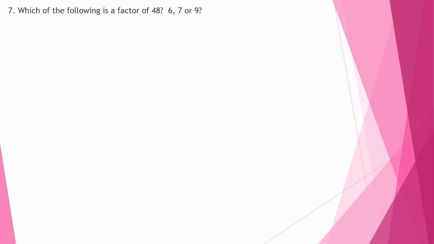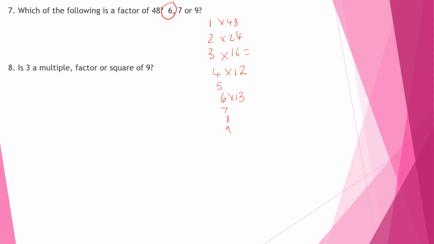Which of the following is a factor of 48? So we've got 1 times 48. We can do 2 times 24. Can we times anything by 3? We can do 3 times 16. Can we times anything by 4? We can. We can do 4 times 12. Can't do 5. Okay, we're on 6. Can we do 6 times something to get us 48? We can. We can do 6 times 8. We can't do 7. We can't do 8. We can't do 9. We're just double checking. So 6 is our answer.